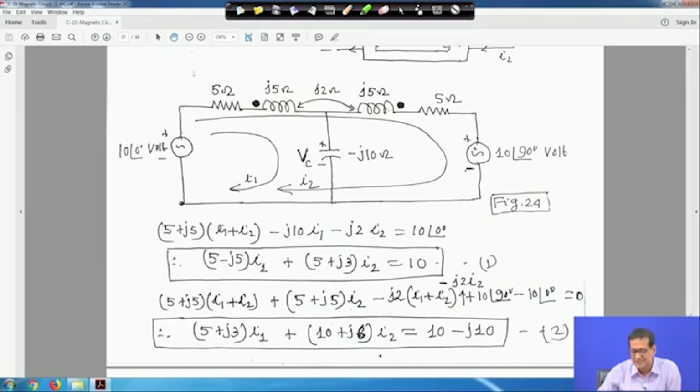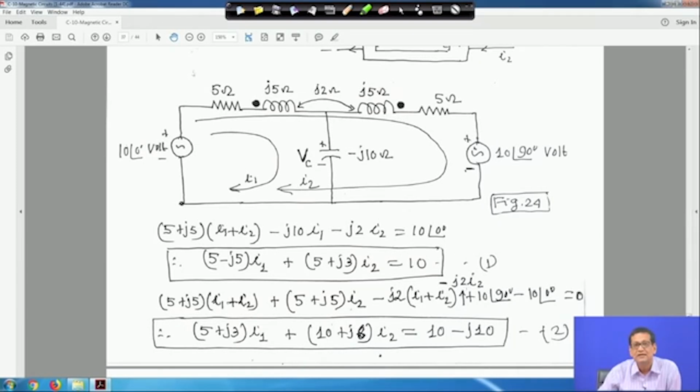Now let us consider the mutual inductance. In this coil, the voltage will be induced due to I 1 plus I 2, but it is entering the dot and leaving the dot, so minus sign. So minus J 2, the mutual reactance is J 2, minus J 2 into I 1 plus I 2. Next is the voltage induced in this coil due to the current I 2, which will be minus J 2.